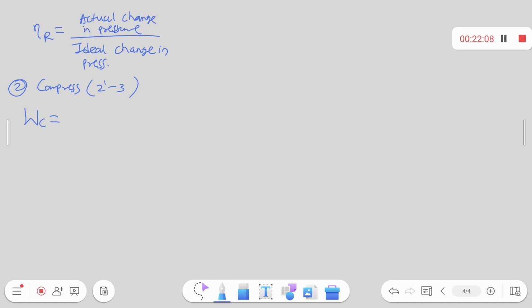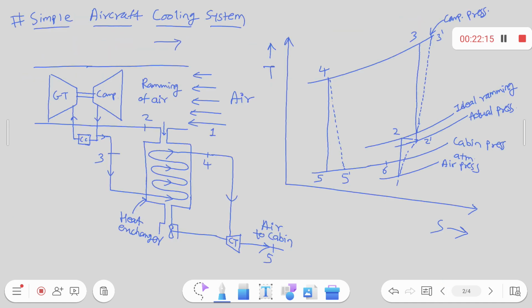So what is the work of compressor required? What is the formula? Look at the TS diagram. Compression 2 dash to 3 or 3 dash. In case of isentropic, 2 dash to 3. How to calculate work of compressor? You know how to calculate? How to calculate work of compressor?